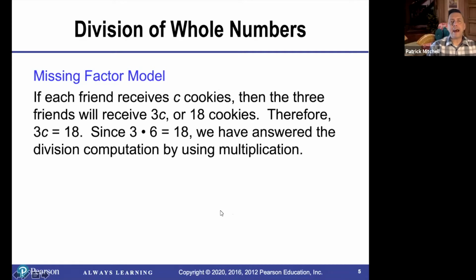In the missing factor model, we would put it like this. If each friend receives C cookies, then the 3 friends total will receive 3C, which is 18 cookies. Therefore, 3C is equal to 18. So you're just looking for a missing number C, such that 3 times C equals 18. Since 3 times 6 equals 18, we've answered the division computation by using multiplication.